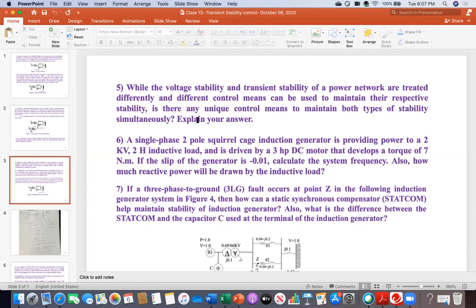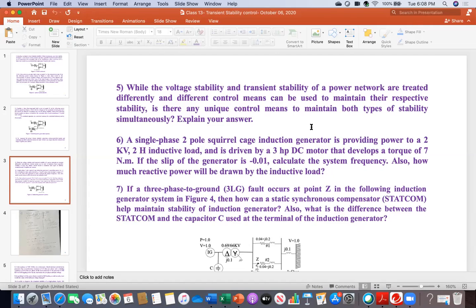But the question is, is there any unique control means that will maintain both types of stability simultaneously? Is there any unique device? That is the meaning. For example, you can say I will be putting both capacitor as well as the braking resistor, or I will be putting both fault current limiter and STATCOM. Definitely that will work. But that is not the question. The question is, is there any unique control means that can maintain both types of stability simultaneously? What is the device that can ensure both stabilities, that both voltage and then the speed, frequency, everything will come back?